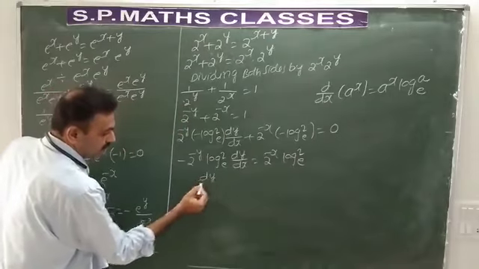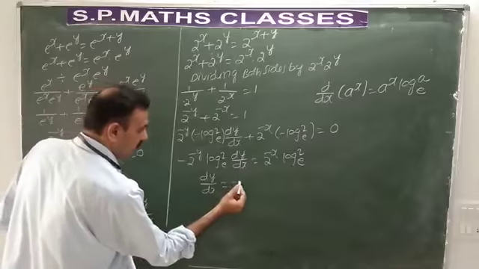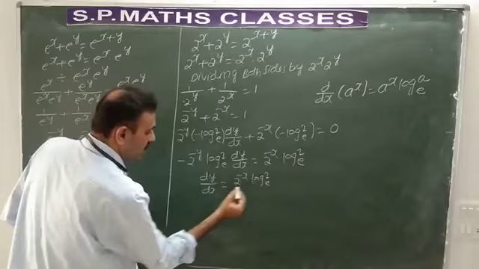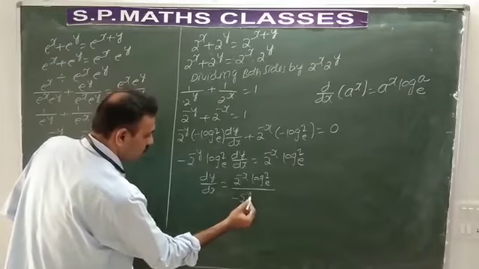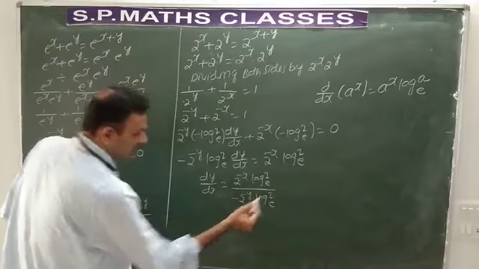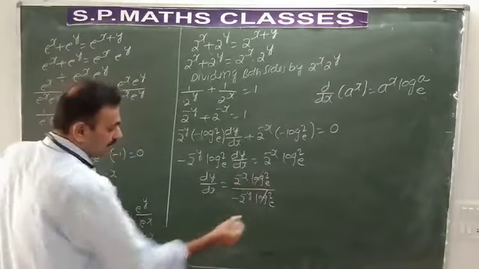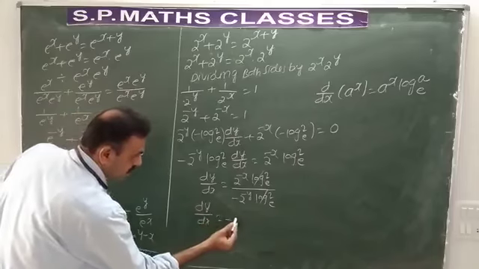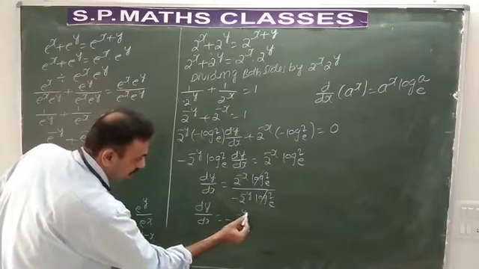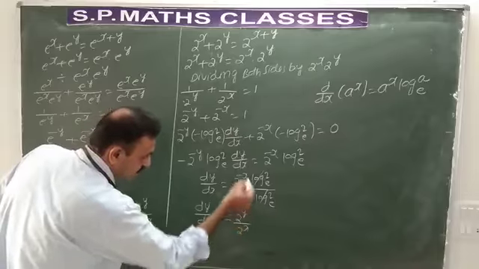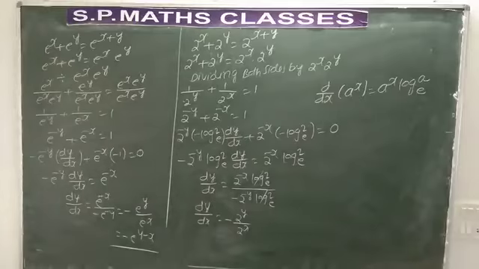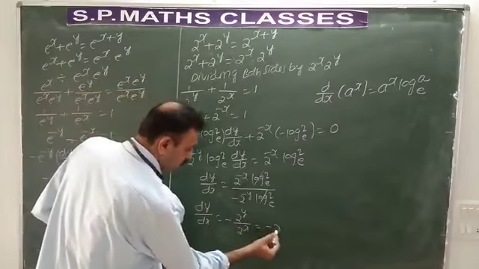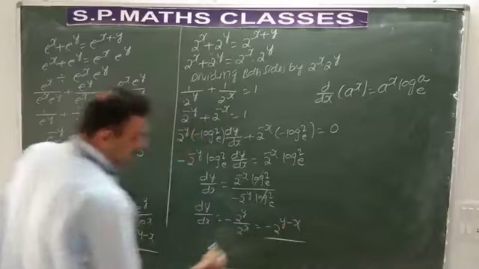What is dy by dx now? 2 power minus x into log 2 to base e divided by minus 2 power minus y into log 2 to base e. So log 2 to base e cancels. What is dy by dx now? Minus 2 power y divided by 2 power x. 2 power minus y goes to the numerator and becomes 2 power plus y. 2 power minus x comes to the denominator as 2 power x. So minus 2 power y minus x is the answer.